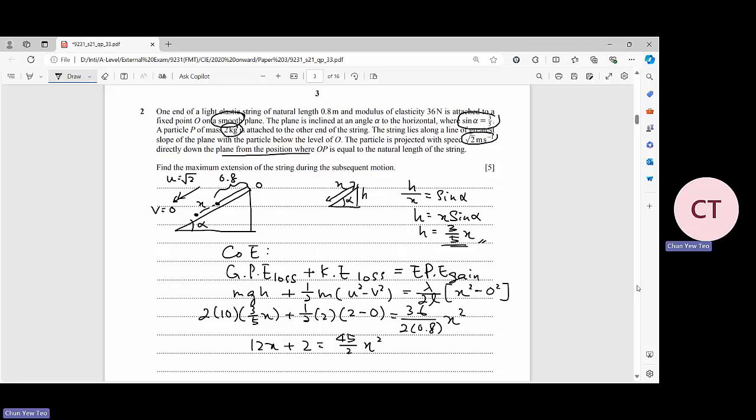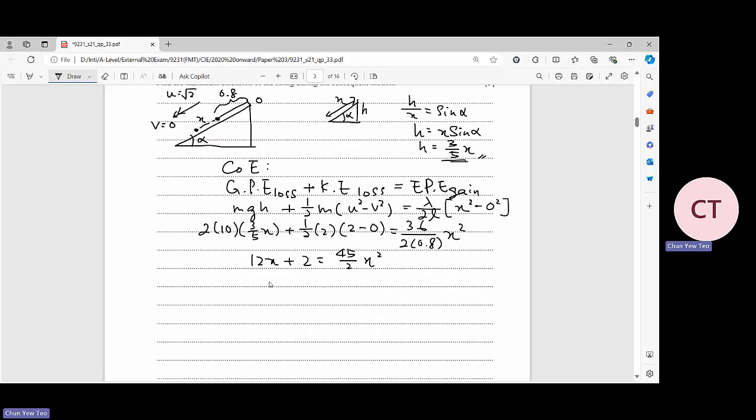So you can see that we are having a quadratic equation over here. Make it become 45x squared minus 24x minus 4 equal to 0. So the rest will be very straightforward. Try to factorize it, or you can use calculator to find the roots.